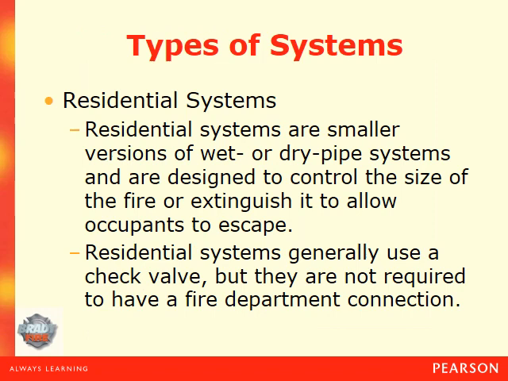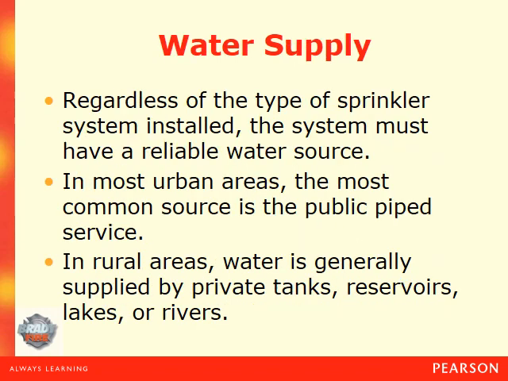Residential systems are smaller versions of wet or dry pipe systems, and they are designed to control the size of the fire or extinguish it to allow the occupants to escape. Residential systems generally use a check valve, but they are not required to have a fire department connection. Regardless of the type of sprinkler system installed, the system must have a reliable water source. In most urban areas, the most common source is the public pipe service. In rural areas, water is generally supplied by private tanks, reservoirs, lakes, or rivers.